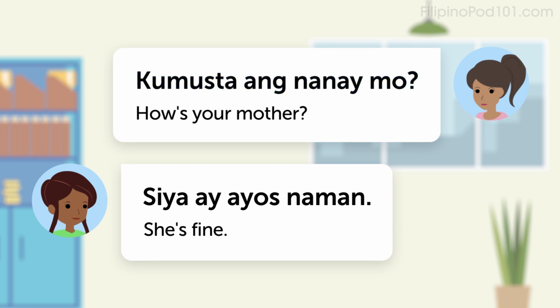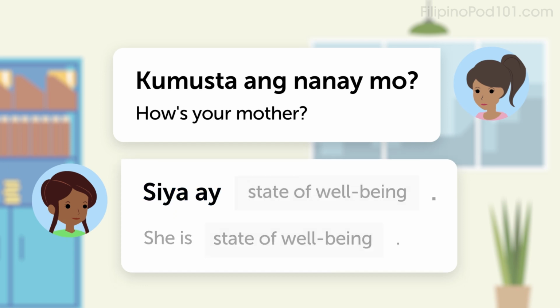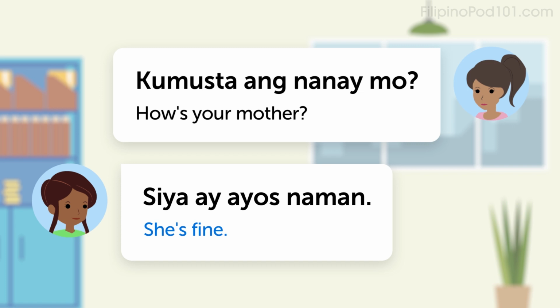Now, how do you answer this question? The pattern is Siya ay, state of well-being. But it translates as she is, state of well-being in English. For example, she's fine. Siya ay ayos naman.